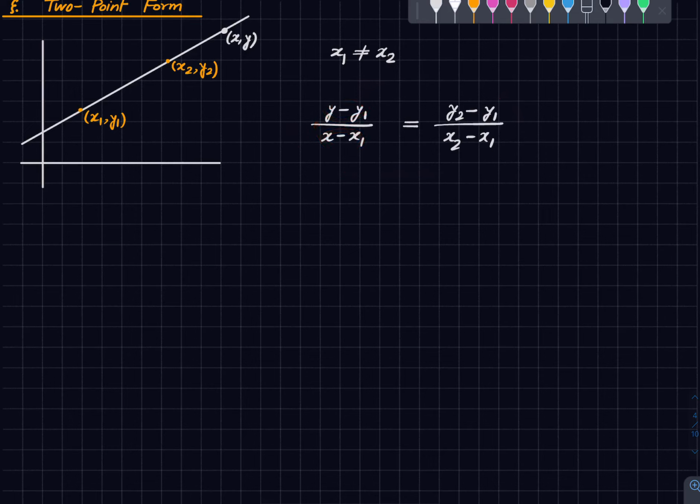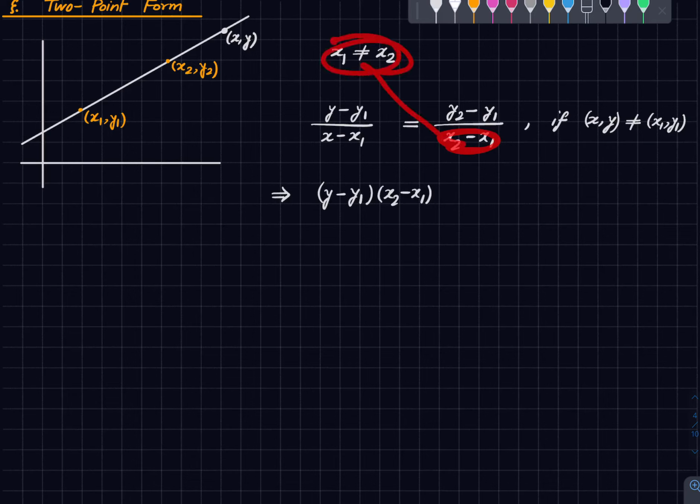So this is under the assumption that x comma y is different from x1 comma y1. That's fine. So this implies that y minus y1 times x2 minus x1, and it is legitimate to write x2 minus x1 because we have already assumed this.